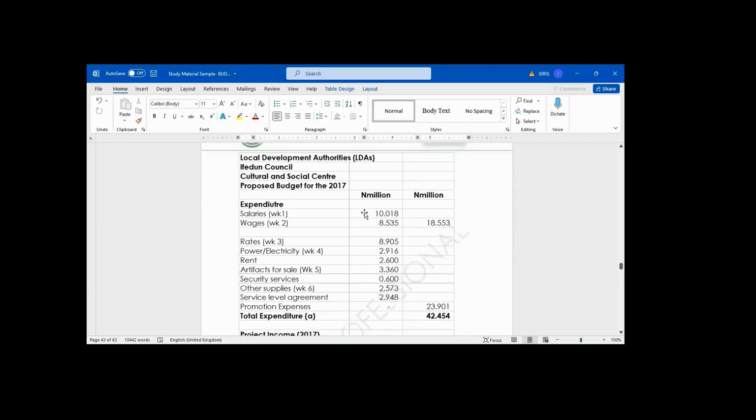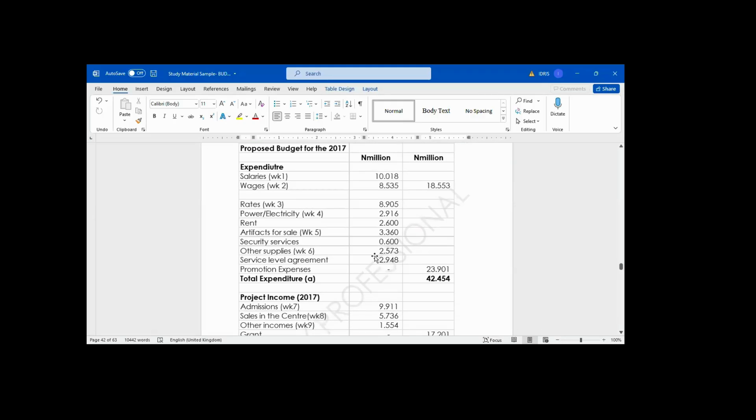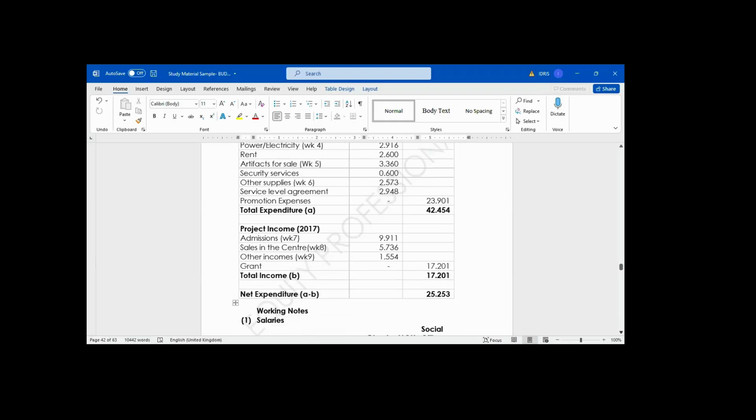You have got your salary, you have gotten your wages, salary plus wages, 18.553. Overhead, the other overhead, 23.901. The total expenditure is going to be 42.454. From that 42.454, you will now less income. Income is 72.201. Once you less it, the balance is the net expenditure.